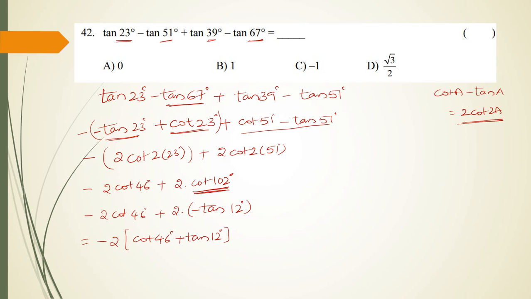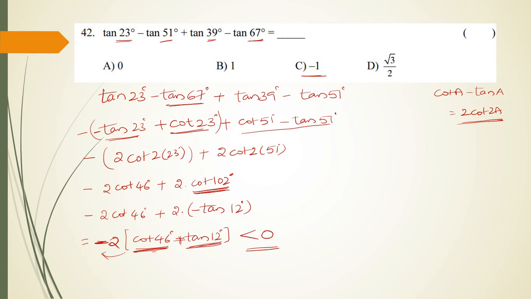So if you observe this, cot 46 and tan 12, these two things are positive because they are in the first quadrant. So positive plus positive is positive, and positive into negative I am going to get negative. So this value is negative, but it will never become equal to minus 1. So from the options, clearly we don't have any answer for this.